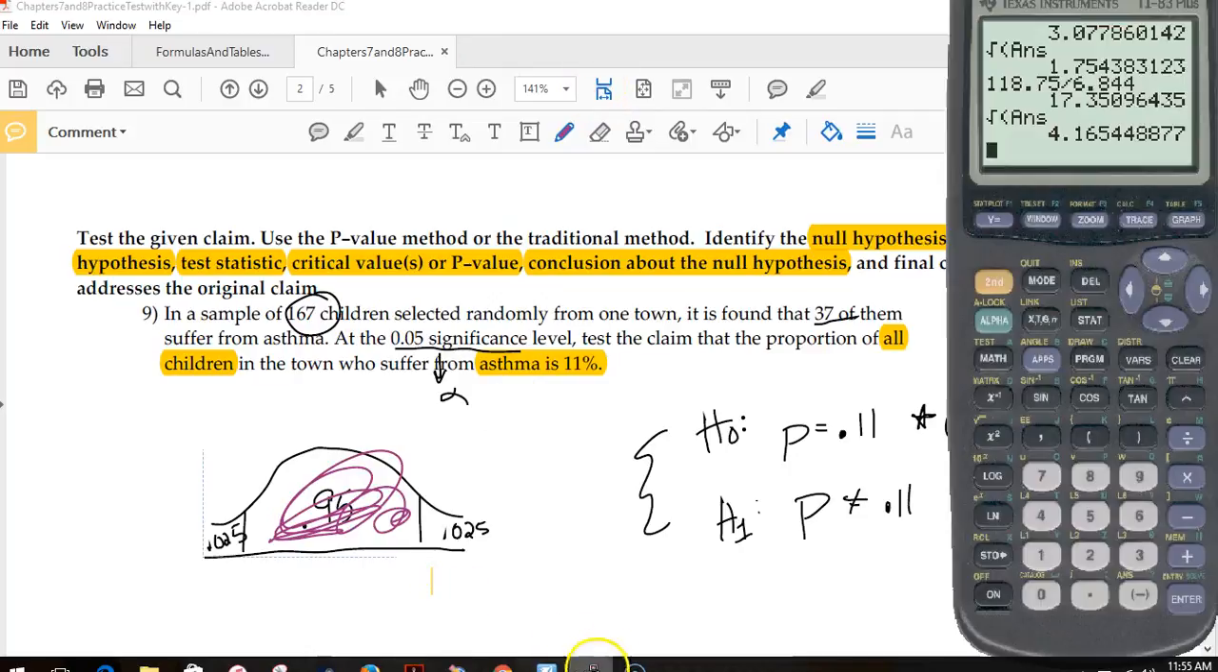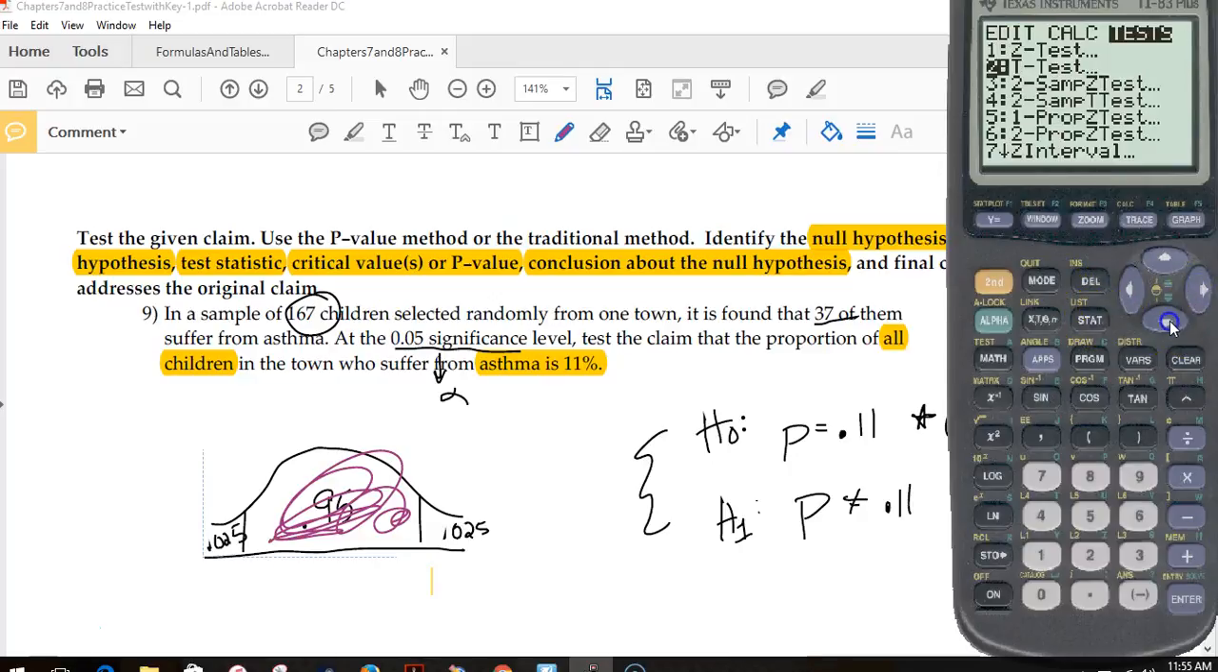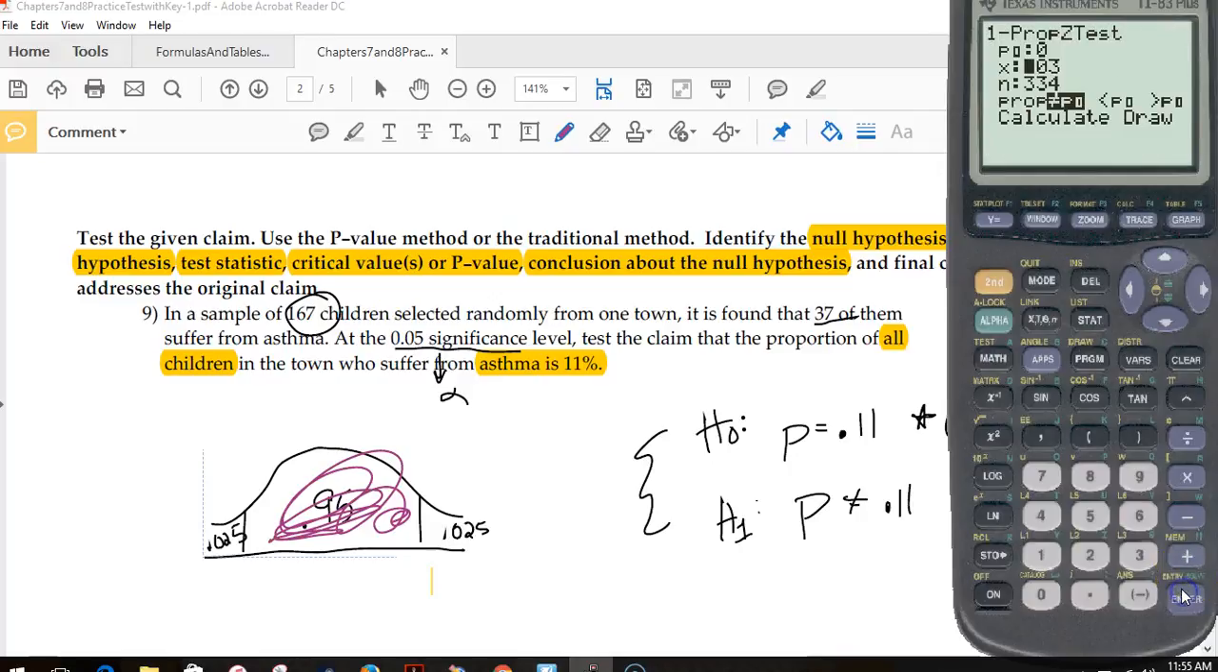So I'm going to use my calculator for this. It's a population proportion, and it's a hypothesis test, so I'm going to go STAT, CALC, 1-PropZTest. This p naught up here is the value from your H naught, 0.11. X is the number of people that gave you the answer yes to the question you're answering. So like, do you have asthma? Yes, that's 37 people. 167 people were asked. And then this next one, you're going to match the symbol in your alternate. I'm already set up on the not equal.